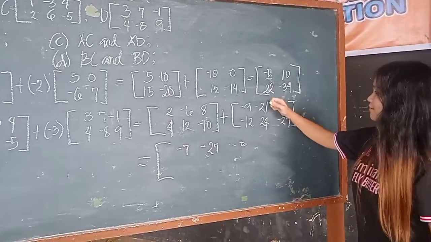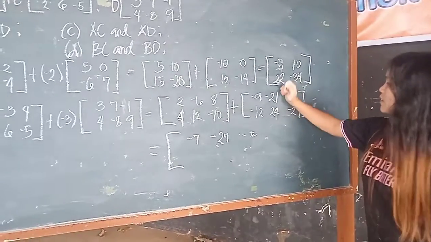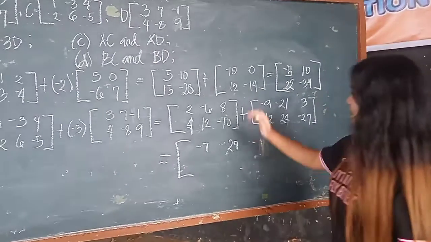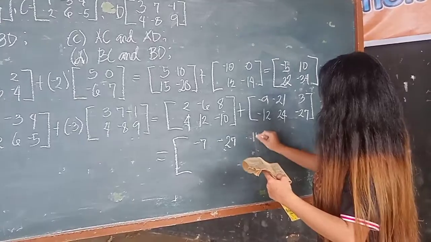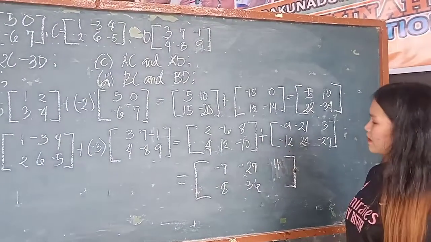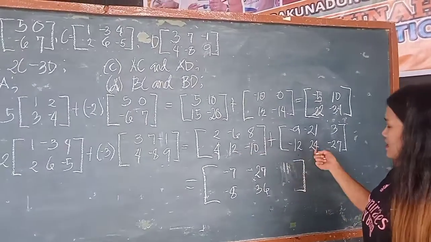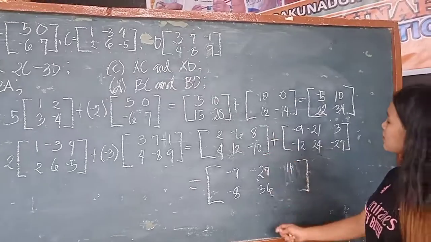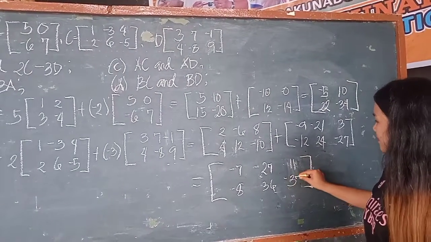By the way, for letter D, the given is 3, 7, negative 1. So I just put negative 8, 4, negative 8, and 9. Negative 3 times negative 1 becomes positive 3. So 8 plus 3 becomes 11. And negative 4 plus negative 12 is equal to negative 16. And 12 plus 24 is equal to 36. And negative 10 plus negative 27 is equal to negative 37. And that's it for letter A.